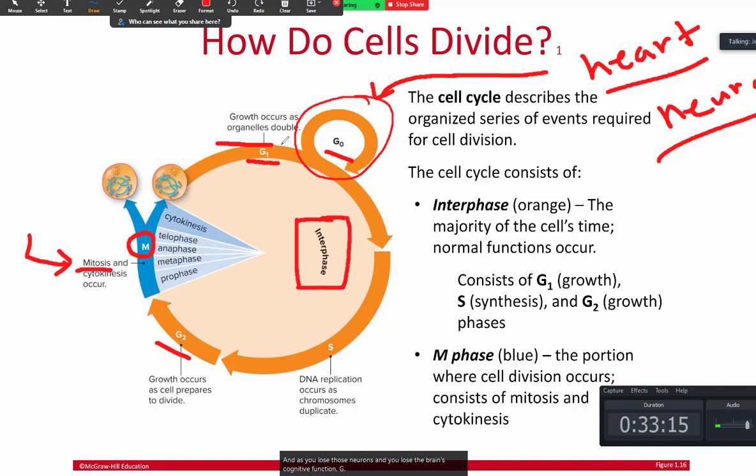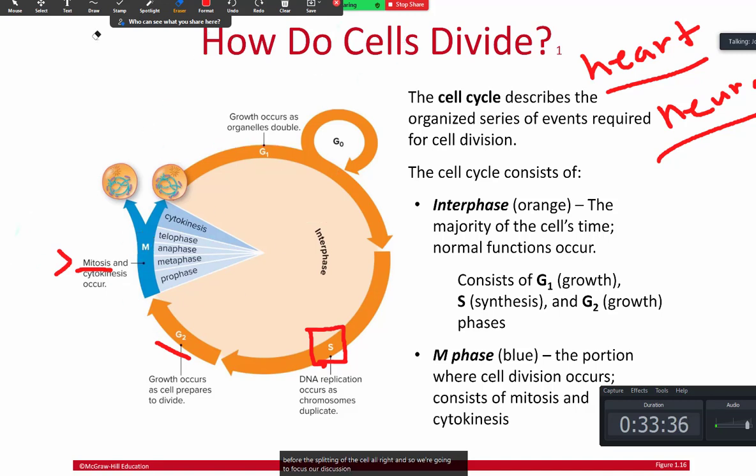G1 are cells that are getting ready to divide, so they're getting larger, they grow in size, their organelles double. And then S phase is when you have DNA replication. That's when DNA copies itself and the chromosomes duplicate. And then G2 is a phase right before the splitting of a cell. All right, and so we're going to focus our discussion on mitosis, which is the M phase.